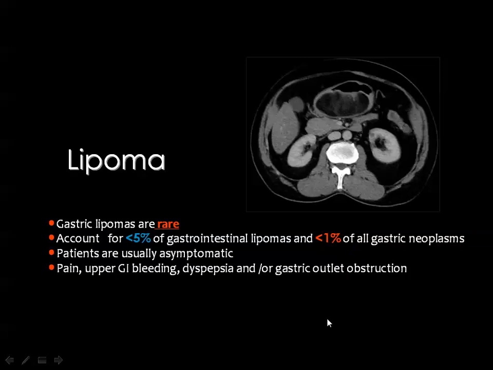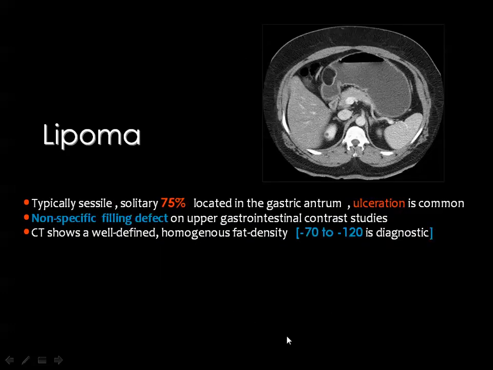Most of the patients are asymptomatic, but because of the tendency to ulcerate, these tumors may present with GI bleeding. If they are large, they may cause gastric outlet obstruction. The diagnosis of lipoma is very easy by CT, MRI, and ultrasound, but in barium studies they will produce a non-specific filling defect. The fat density on CT and the fat signal on MRI are diagnostic.